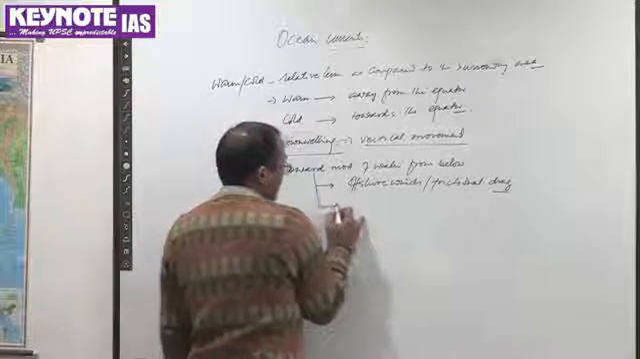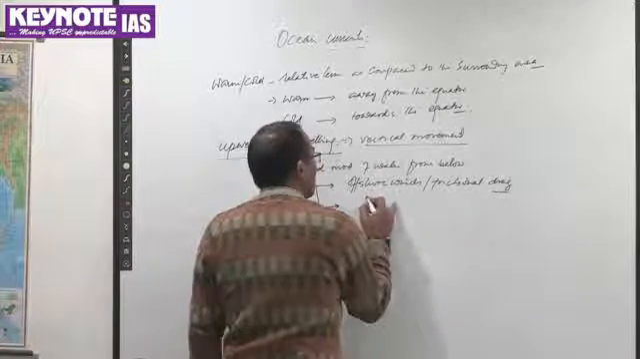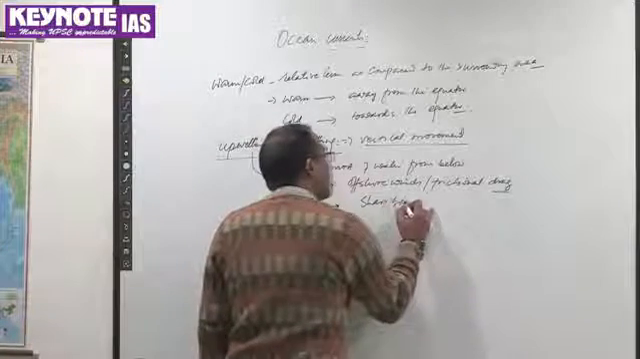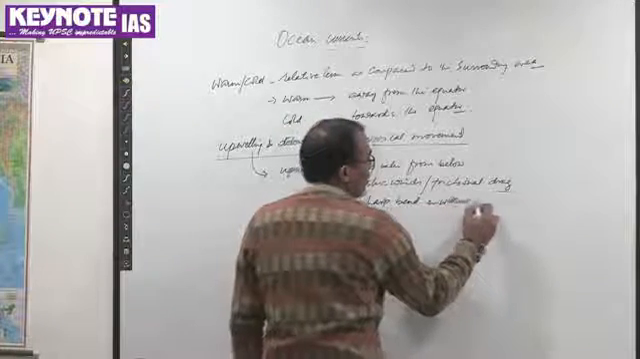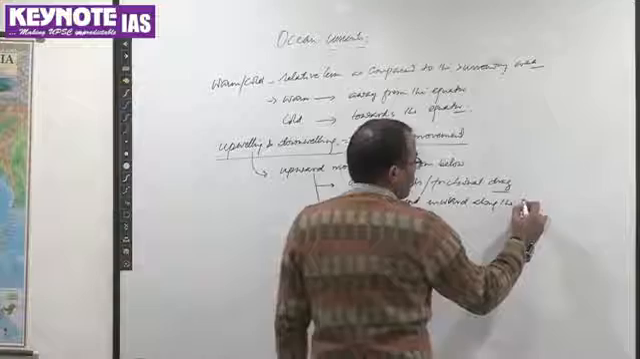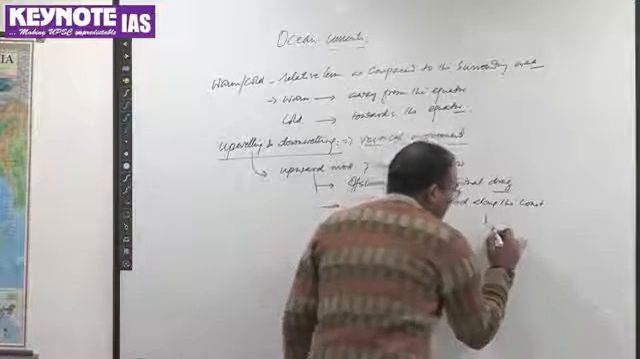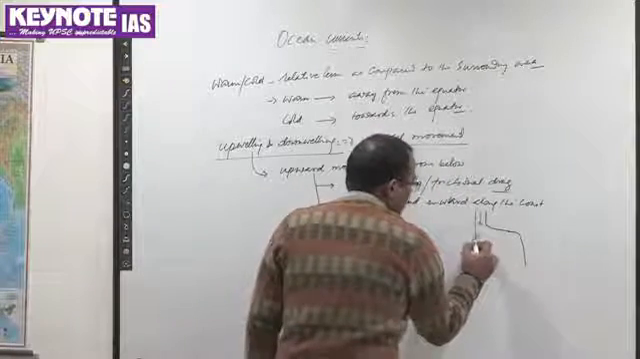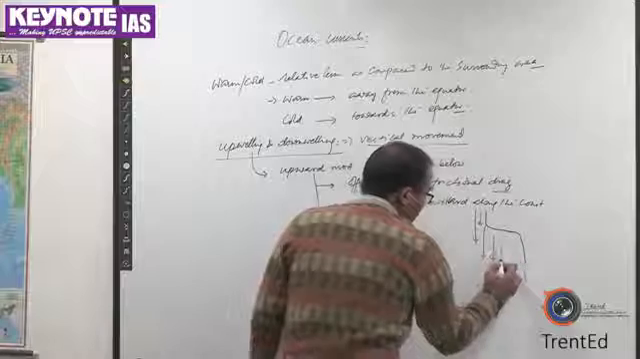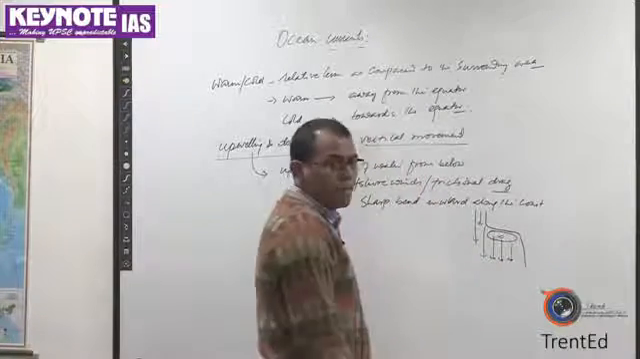Then second is a sharp bend inward along the coast. For example, the best example is Africa. Inward means when the current is moving in this direction, here you will have upwelling.